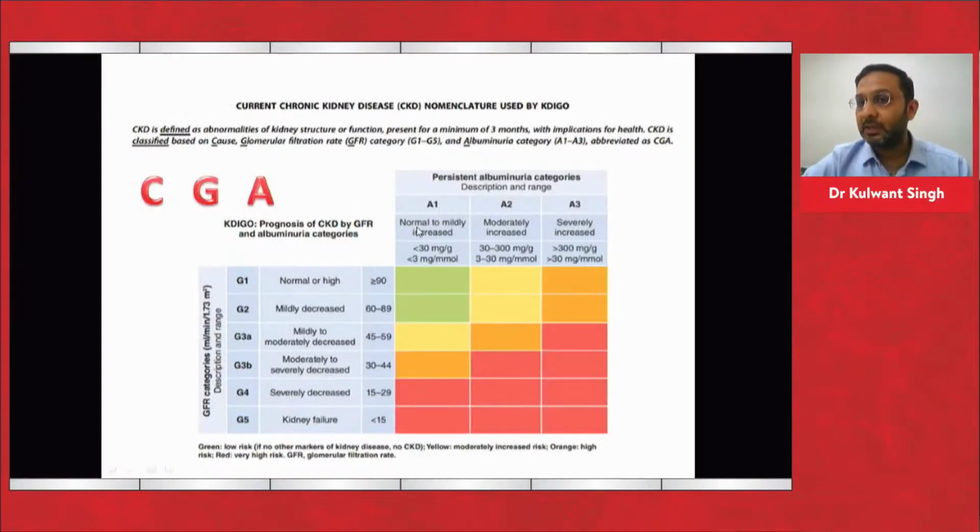A1 is when the albumin is less than 30, but it doesn't mean the albuminuria is normal. It is normal to mildly increased, because newer studies are taking the baseline value of albumin even lower. Some are taking normal albumin as less than 20, and some are even stricter, taking albumin levels to less than 10 milligram per gram. So by this classification, we generally classify our CKD according to the latest KDIGO classification.